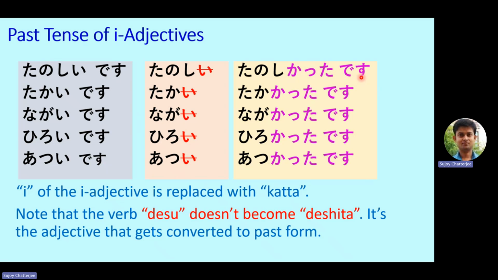Similarly, you can practice with other i-adjectives as well. For example, Samui, Samukatta, Kiroi, Kirokatta, Akai, Akakatta, Aoi, Aokatta, and so on.